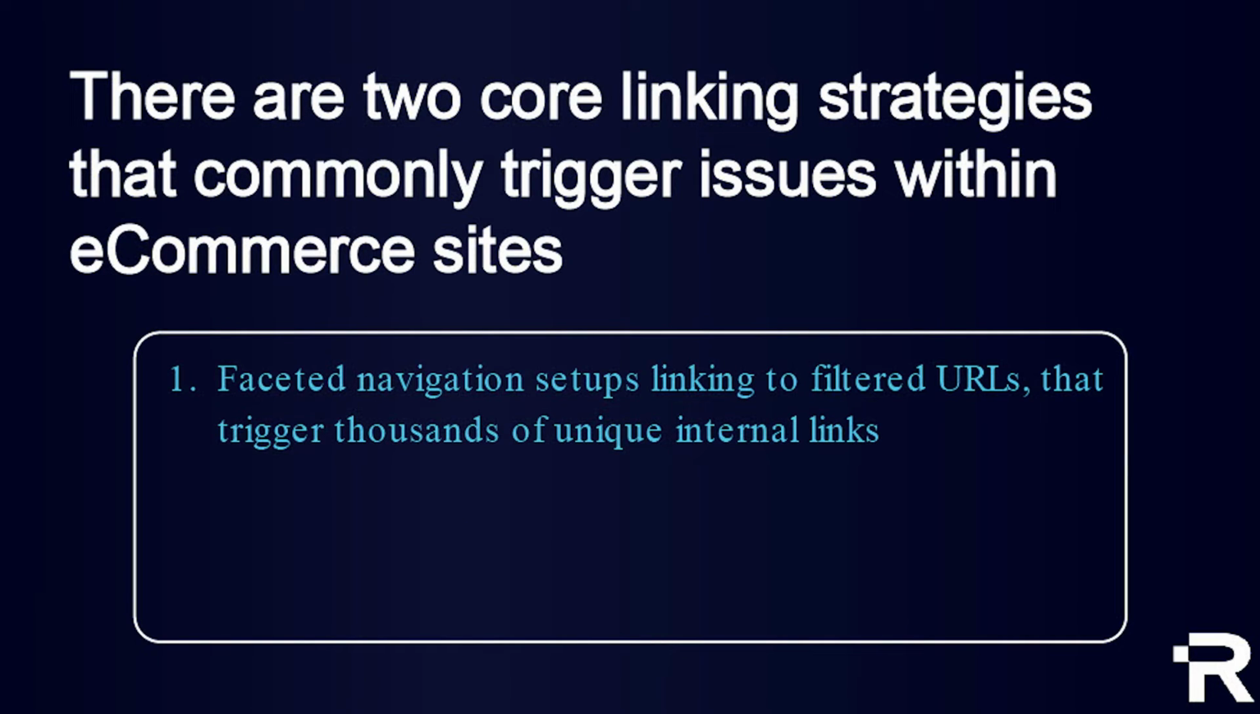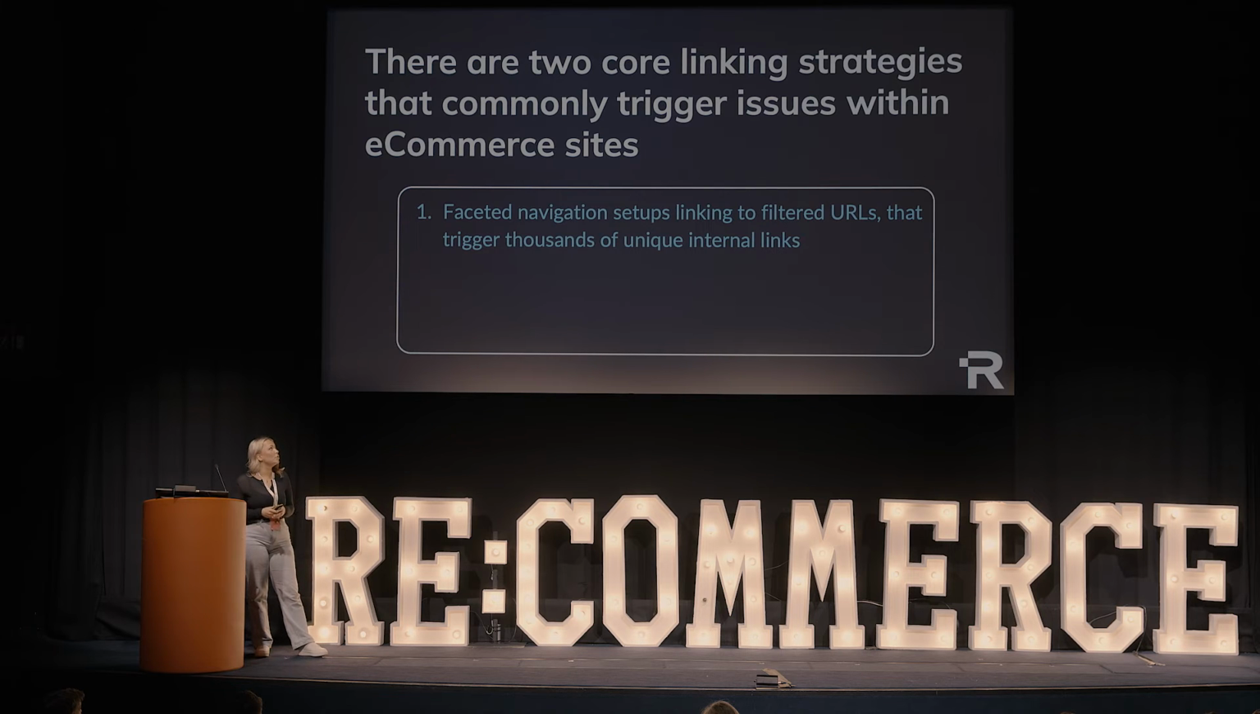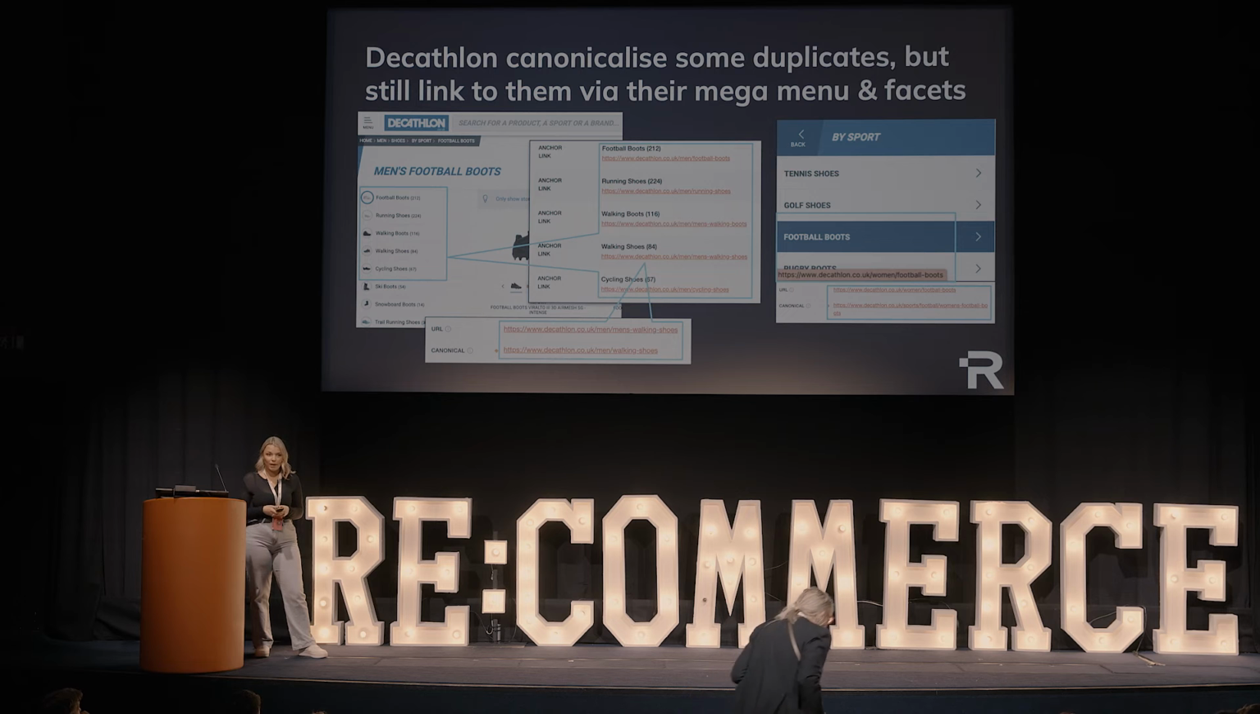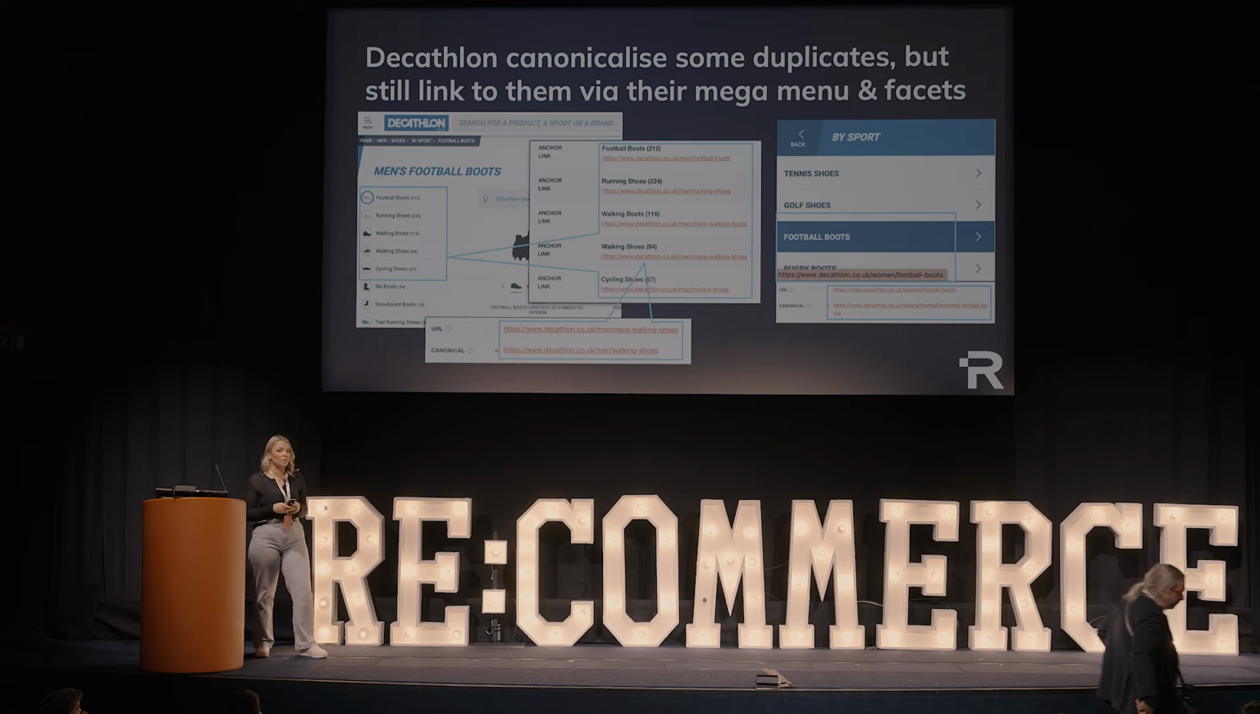And again, typically 2 things that we see here that cause issues. The first one is your faceted navigation strategy linking into all those filtered URLs that trigger thousands of unique links. So I've got an example here from Decathlon. They are really good at spotting duplicate pages on their site and canonicalizing them to the right ones.